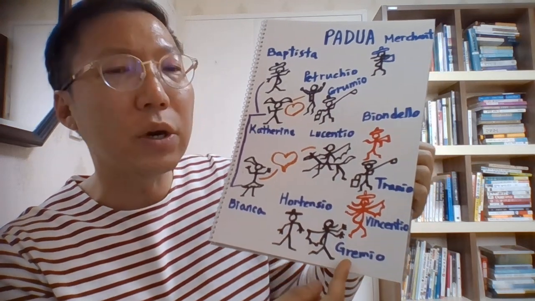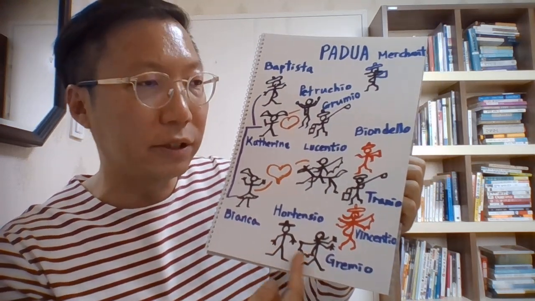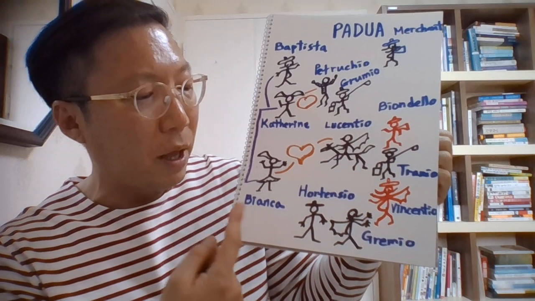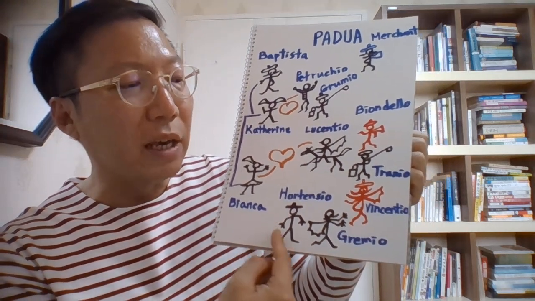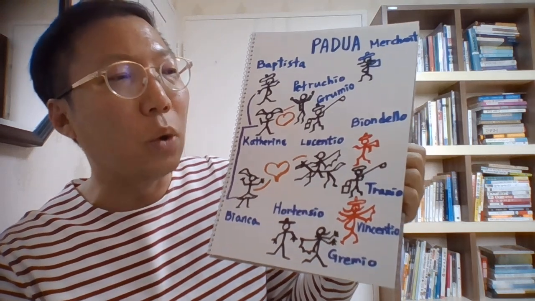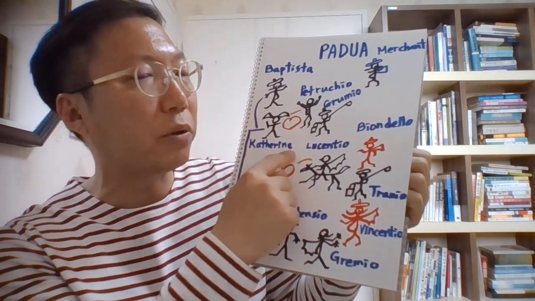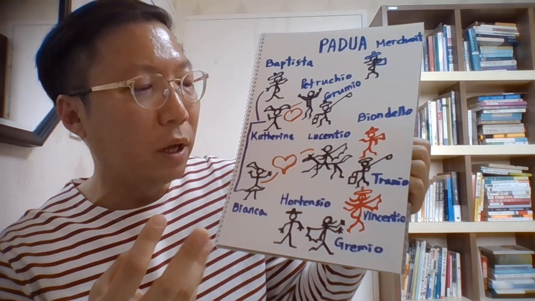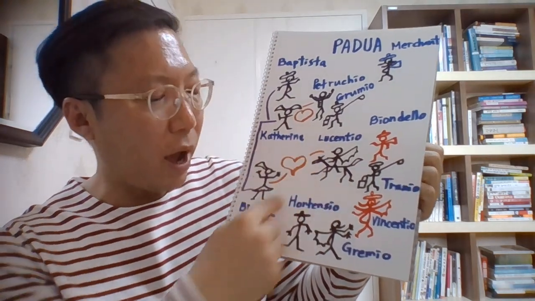So this Hortensio and Grumio, they're just rivals because both of them want to get married Bianca at the same time. Even though they are the rivals, this time they decide to team up in order to find a good husband for Catherine and in order to find a good tutor for Catherine and Bianca.